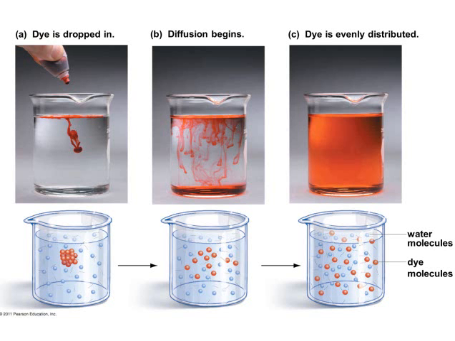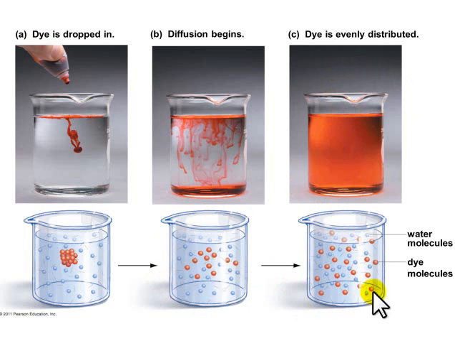Same type of thing illustrated by this picture from the general biology textbook. A drop of food coloring dropped in a beaker of water, highly concentrated in the initial drop of food coloring, no concentration in the water surrounding, and the food coloring starts diffusing outward from a region of higher concentration to lower until it's evenly distributed.